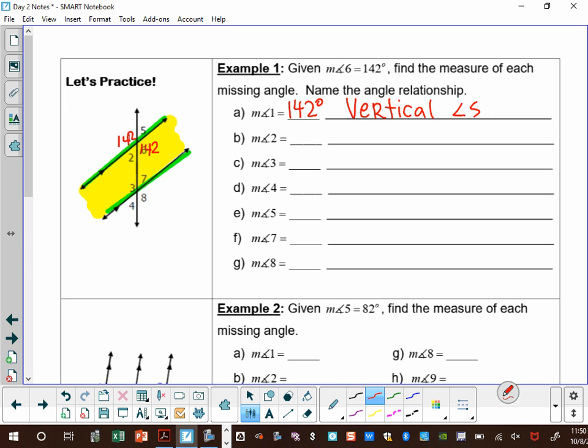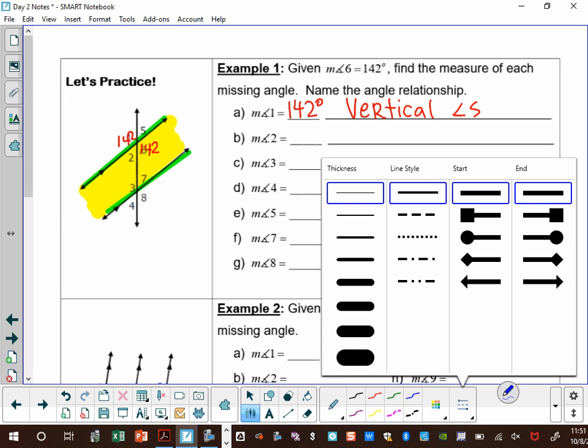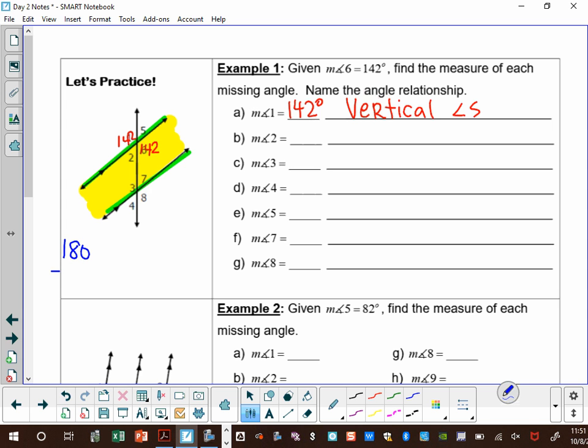So if angle 2 and 6 have to add up to give me 180, how can I figure out angle 2? Subtract 142 from 180. Good, Brian. So we're going to do 180 minus 142. Everyone do it in your calculator. Don't just wait for the answer. The more you practice it, the more it'll be like second nature. 38. Make sure you all get 38. Chris, did you get 38? All right, so angle 2 is 38 degrees, and what was my reason for that? What's the relationship between 2 and 6? It's a linear pair, good.